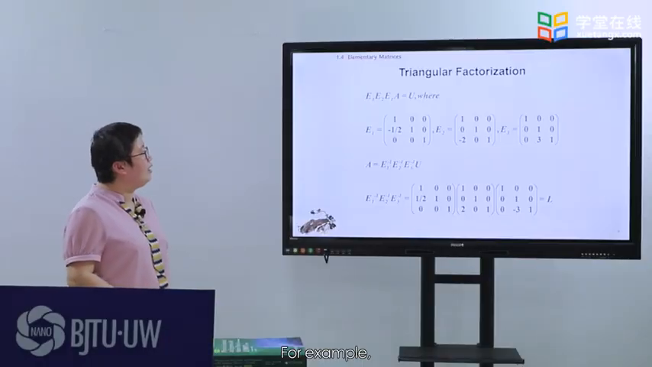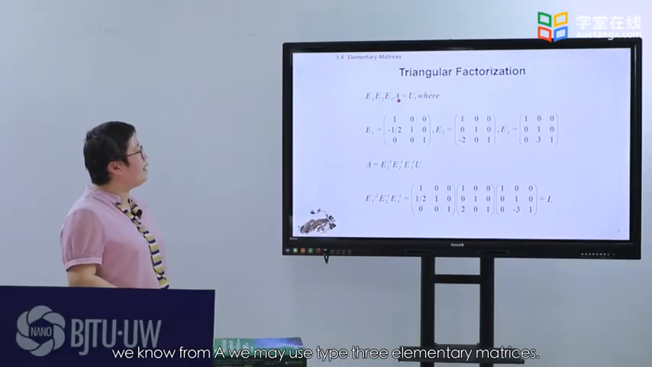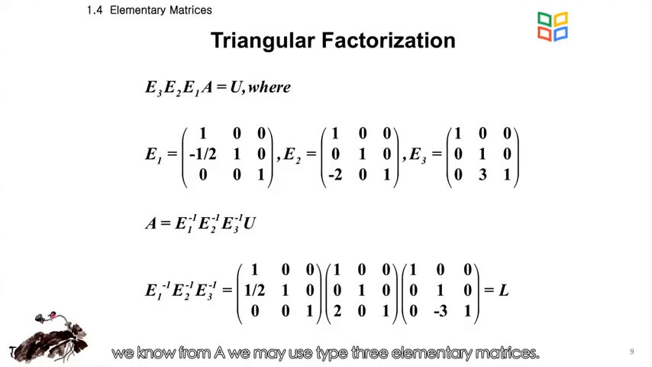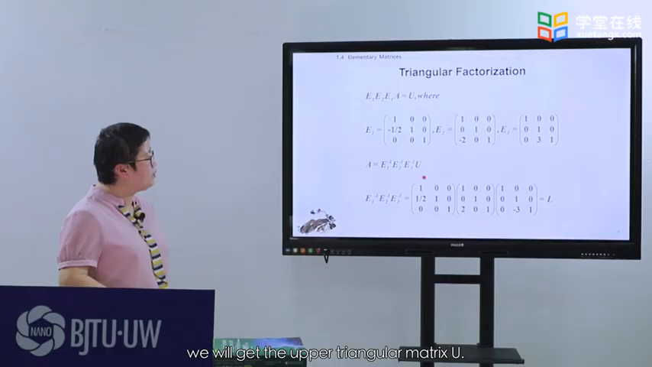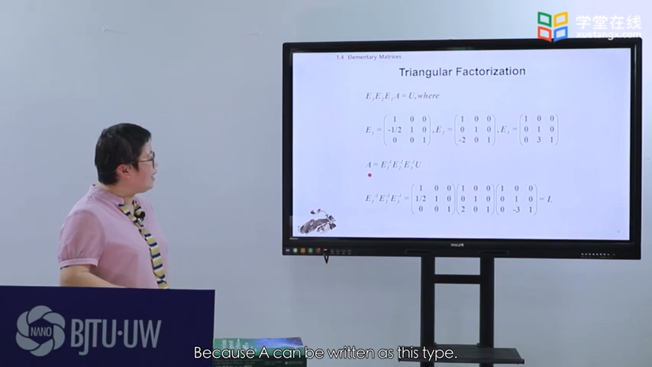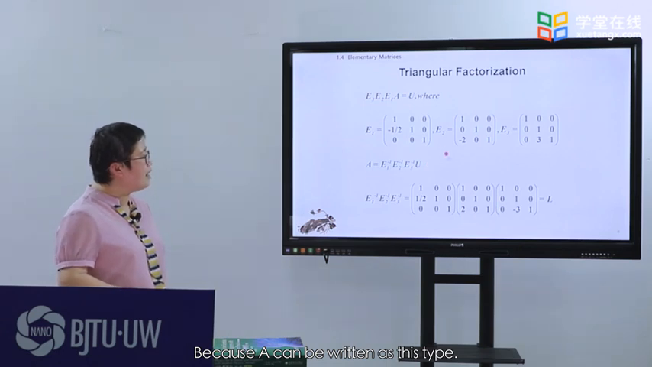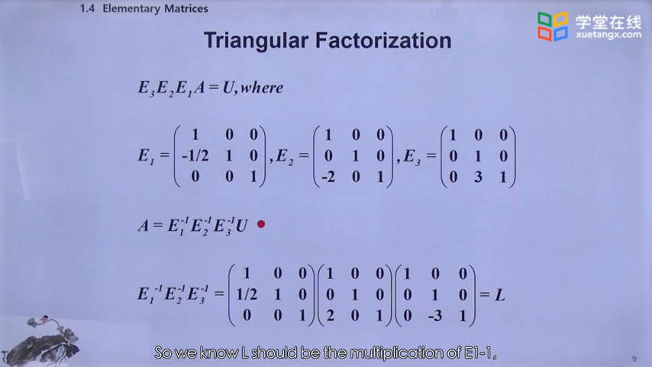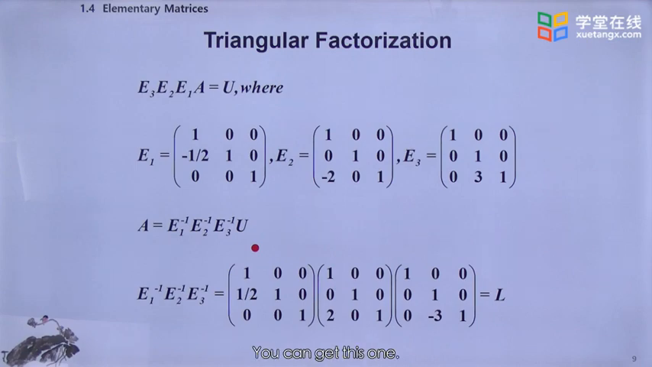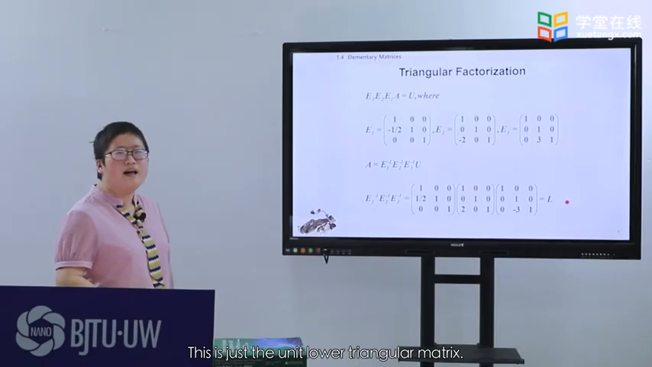For example, from A, we use 3 type 3 elementary matrices. We use these 3 row operations of type 3, and we will get the upper triangular matrix U. And because A can be written in this form, we know L should be the multiplication of E1 inverse, E2 inverse, and E3 inverse. You can get this one. This is just the unit lower triangular matrix.